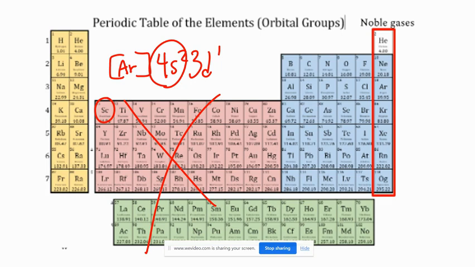So these, 4s2, those are the valence electrons. Got it, so S block. Yeah. And then you're just going to look for the highest N value. Okay, and that's your valence.